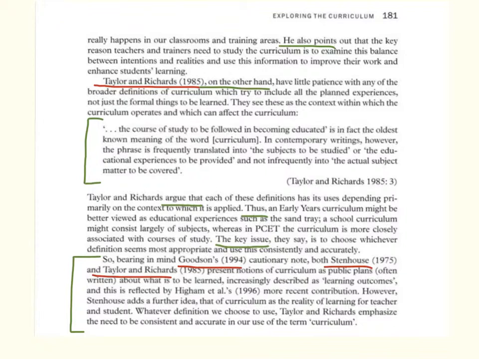So in pulling all the authors together, the writer briefly draws out some of the similarities and differences between them, a really good example of critical analysis. So the writer refers back to Goodson, then moves on to summarise what Stenhouse and Taylor and Richards have in common, before the word however here singles out an area in which Stenhouse differs from Taylor and Richards.